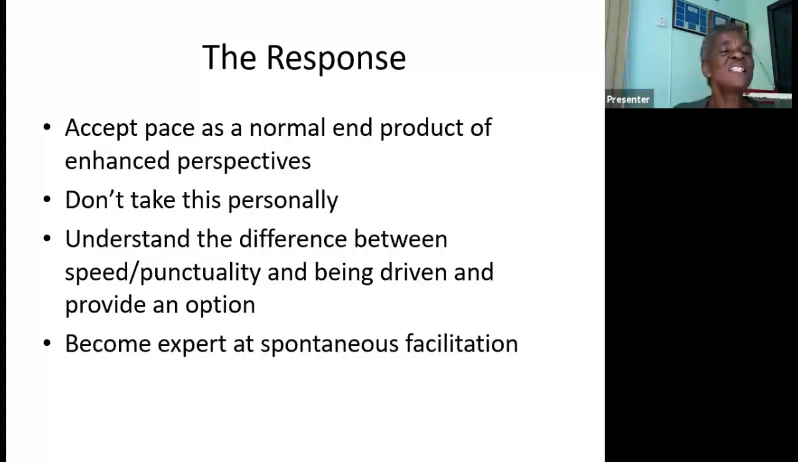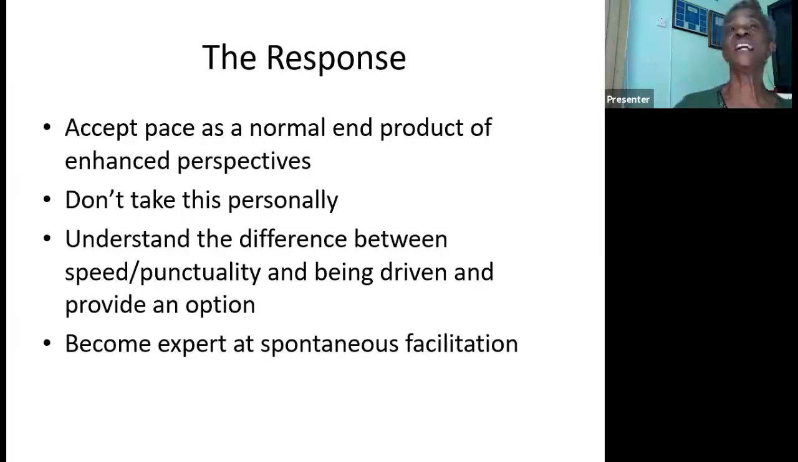Understand the difference between speed, punctuality, and being driven, and then provide an option. So speed, for them to move quickly, to make decisions, or to be on time to go for an appointment or all of that. Understand the difference between that and you pushing them. So you do not wait, maybe in preparation for this, instead of driving them and say, we have to be there, you need to come now. We can't wait on you to do that, you need to come.